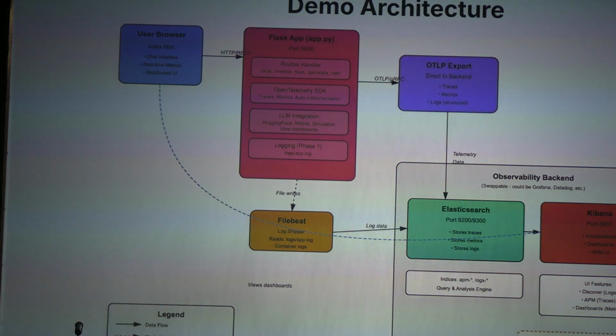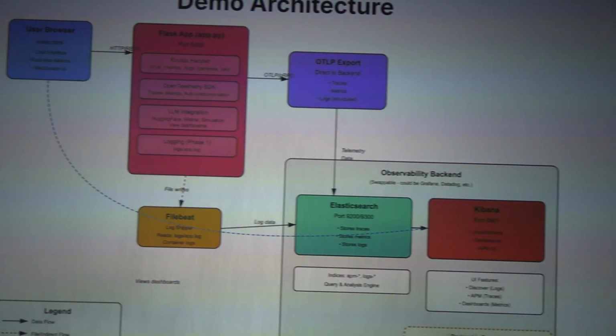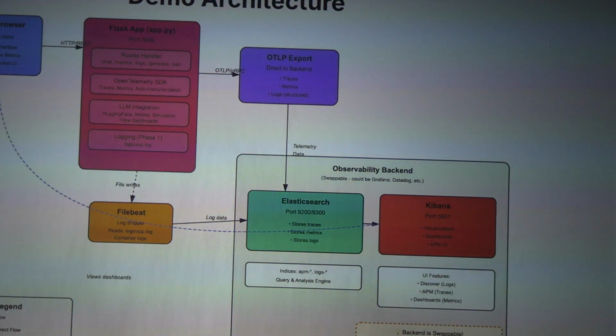Now, this is where modern observability really begins, in the OTLP export. Our telemetry data flows directly from the Flask app to this OTLP export layer. OTLP, aka the OpenTelemetry Protocol, is the key. It's a vendor-neutral standard. Our application speaks OTLP and OTLP only. It doesn't care what's on the receiving end. Meanwhile, all our old school log files are being shipped by Filebeat. This shows the transition from phase 1 to phase 2.